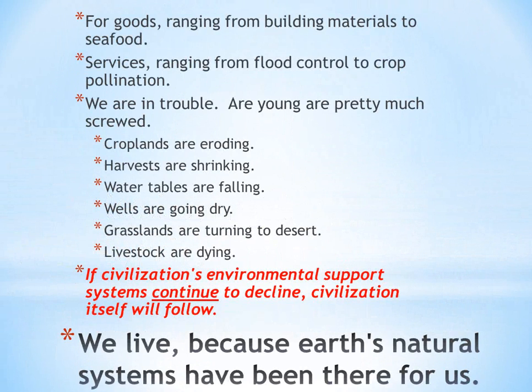We live because Earth's natural systems have been there for us, for goods ranging from building materials to seafood, and services ranging from flood control to crop pollination. We are in trouble. Our young are pretty much screwed. Croplands are eroding. Harvests are shrinking. Water tables are falling. Wells are going dry. Grasslands are turning to desert. Livestock are dying. If civilization's environmental support systems continue to decline, civilization itself will follow.